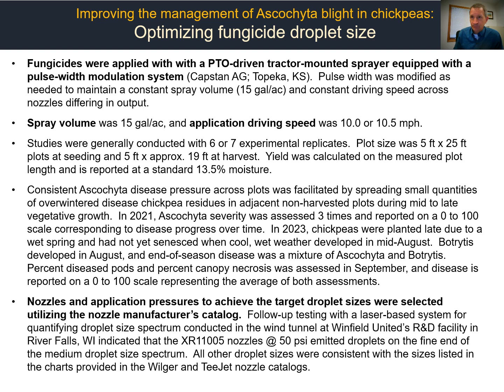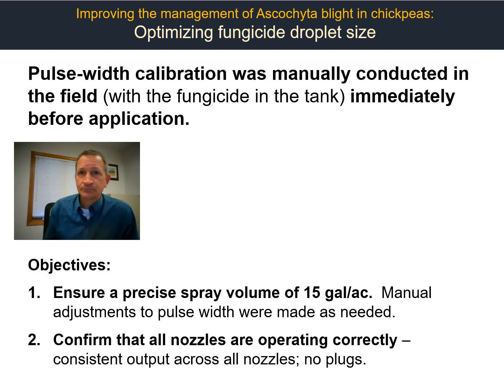One of the advantages of using the Wilger nozzles is that you're able to maintain the same spray output as you change droplet size, and so you don't really need to change pulse width much to maintain the exact same driving speed. And so pulse width is essentially constant across the Wilger droplet size treatments. And the actual pulse width utilized, the actual nozzles utilized, the number of experimental replicates, all the planting dates, harvest dates, all that's presented here.